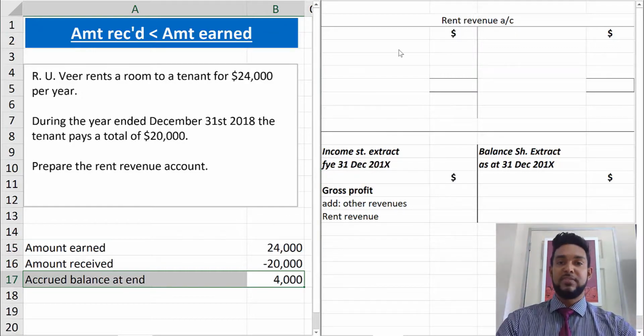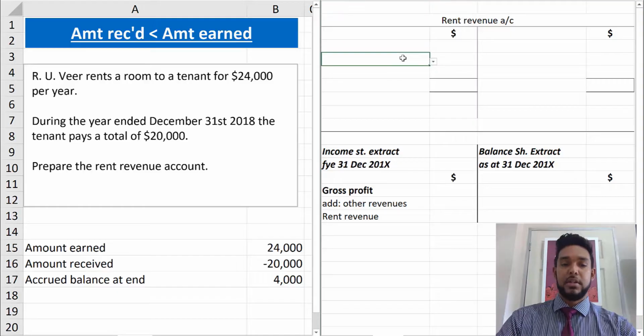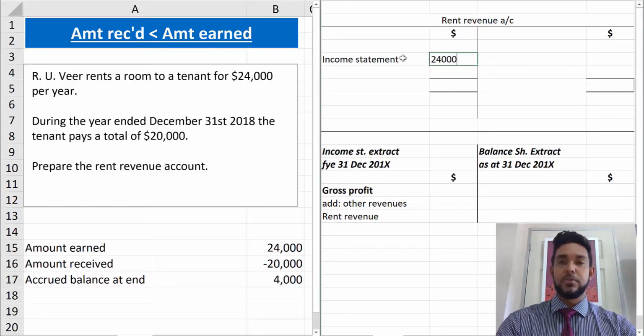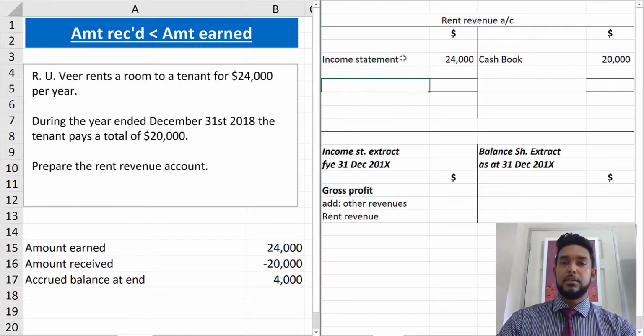Okay, so let's enter the information into the revenue account. So let's start on this side. The income statement figure is $24,000. That's how much we earned. The cash book figure, we got $20,000. Whoops, I missed out a zero. $20,000. And let's see the total.